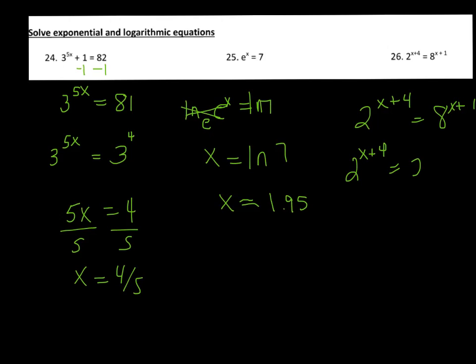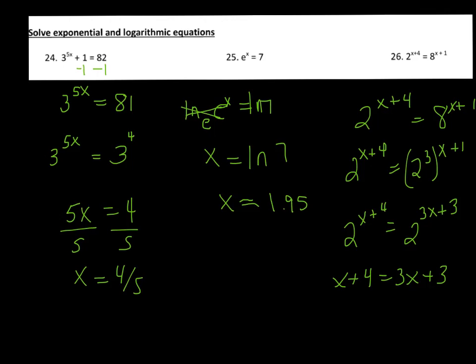And so I'm going to rewrite this as 2 cubed raised to the x plus 1 power. And because I have a power of power, it means I have to multiply my power. So I have 2 to the 3x plus 3. And since both have the same base, that means their powers are equal. And I'm going to subtract x and subtract 3 from both sides. So I have 1 equals 2x, which means x equals 1/2.